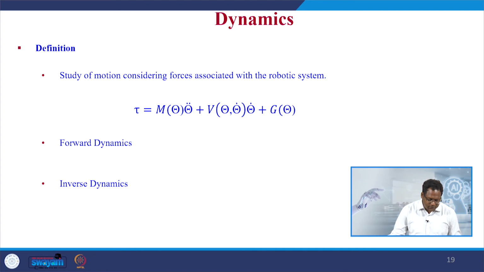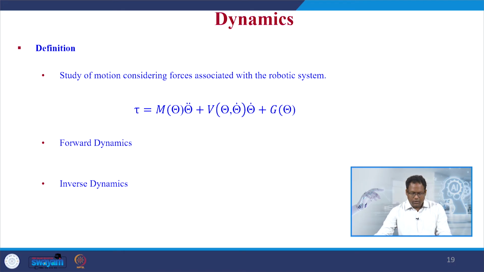Now, coming to dynamics. What is dynamics? Dynamics is the study of motion considering the forces associated with the robotic system. Here in this lecture we have seen 3 definitions including dynamics. First one is kinematics. What is kinematics? It is the study of motion considering no forces associated with the robotic system. Then we have the definition of statics, which means the study of forces when there is no movement of the robotic system involved. Then we see dynamics, the study of motion considering the forces associated with the robotic system.